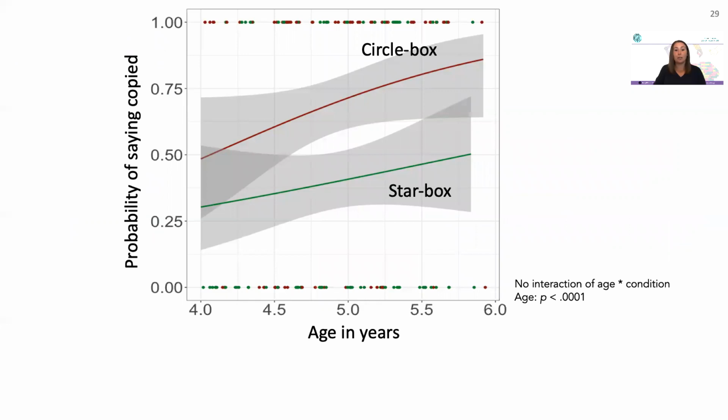Here's the same data plotted slightly differently with age on the x-axis and fits from a logistic regression for the two conditions. You can see that we find this effect at all ages. Children of all ages said that copying occurred more for the circle box than the star box. And you'll notice that older children were slightly more likely to say copying occurred in both conditions. They seem to have a higher baseline belief that copying occurred. And we speculate that this may be due to recent experience of copying at this older age by starting school.